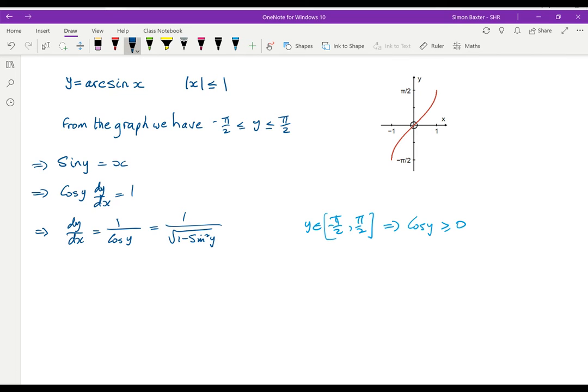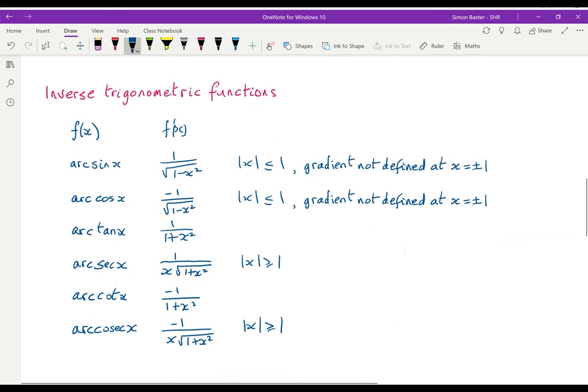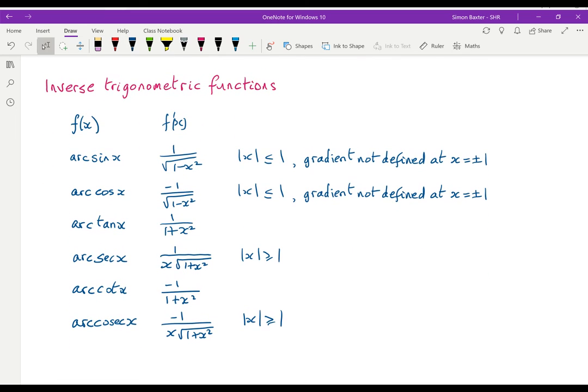Sine squared y is x squared, so this now gives us that when we differentiate arc sine x, we get 1 divided by root 1 minus x squared. Differentiating the other trigonometric inverse functions is very similar, and the plus or minus on the square root sign in each case can be justified in the same way as I have just done it with arc sin x.